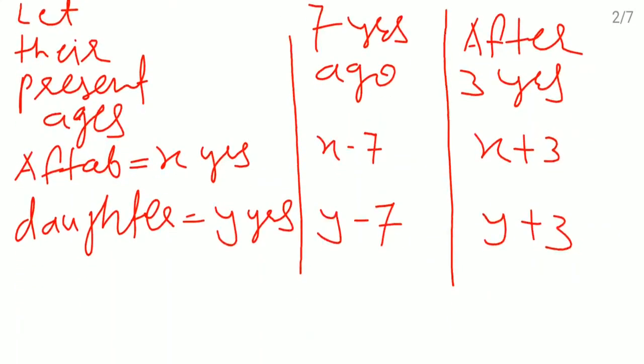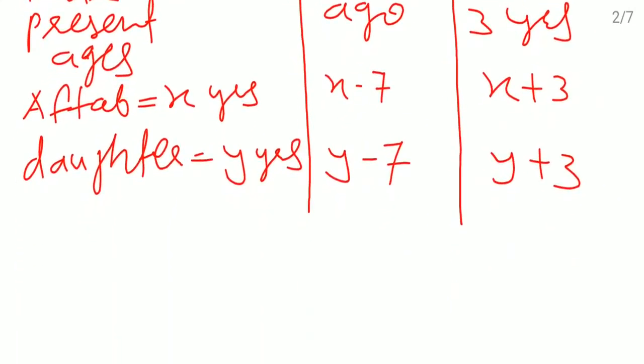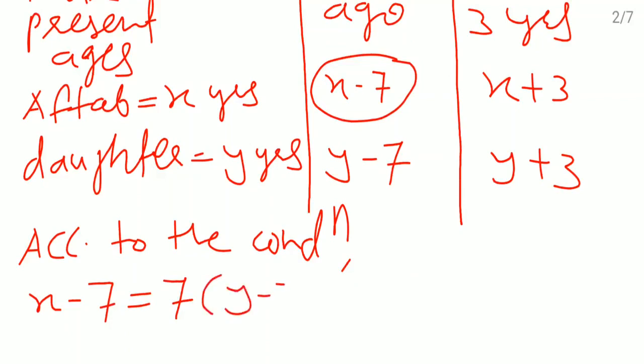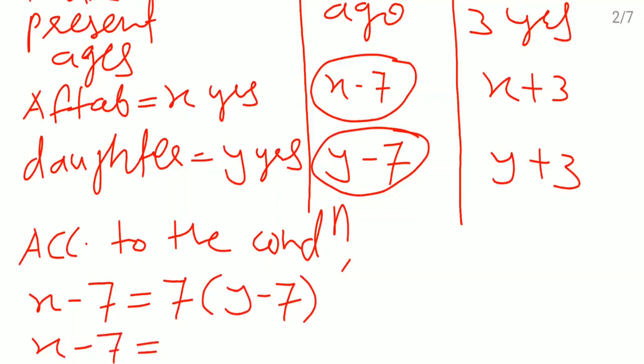Now according to the condition, what is the first condition there? Before 7 years, Aftab's age was 7 times that of his daughter's age. So this is Aftab's age here, x minus 7, which is equal to 7 times his daughter's age 7 years before, correct? Now I'll write x minus 7 is equal to 7y minus 49.